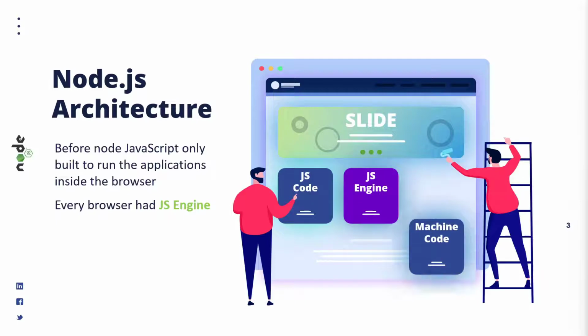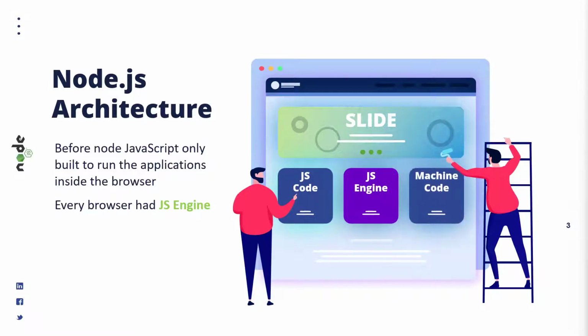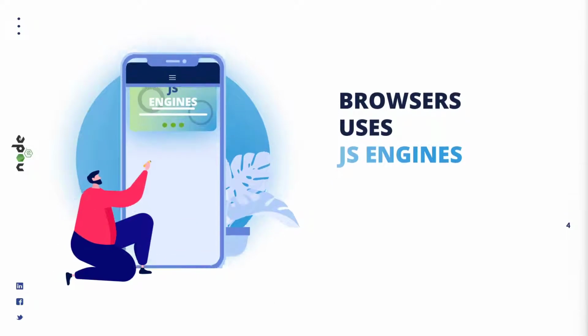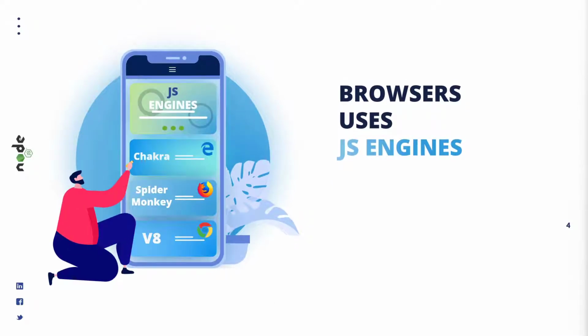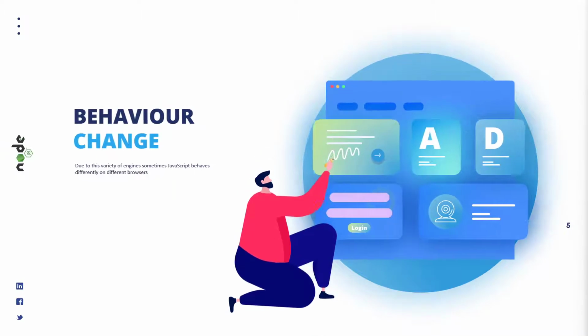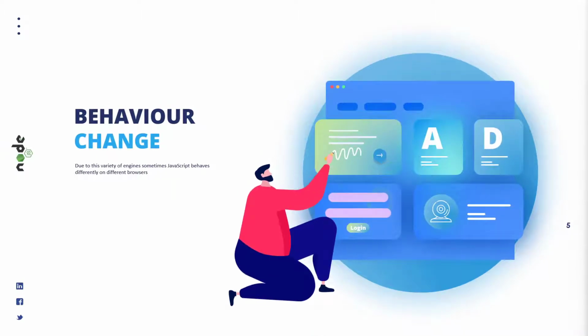So every browser had a JavaScript engine that takes JavaScript code and converts it into machine language. For example, Microsoft Edge uses Chakra, Firefox uses SpiderMonkey, and Chrome uses the latest and fastest V8 engine. Because of these varieties of engines, sometimes they behave differently on browsers.